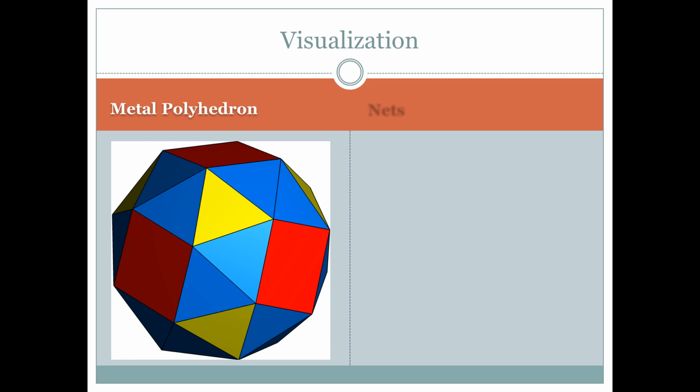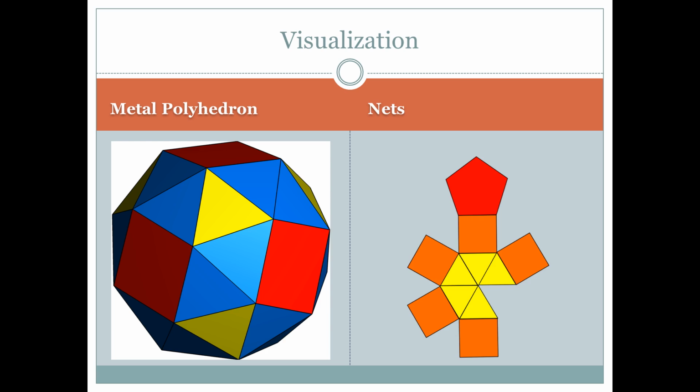Another way to visualize this is with nets. So we may have done nets back in junior high school. And basically, this is showing that the nets are unique to a 3D polyhedron. So all the connections will be the same, and we'll have the congruent faces. The faces won't change, so they'll be unique.